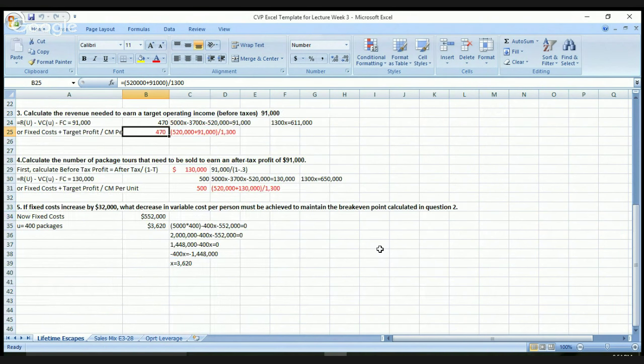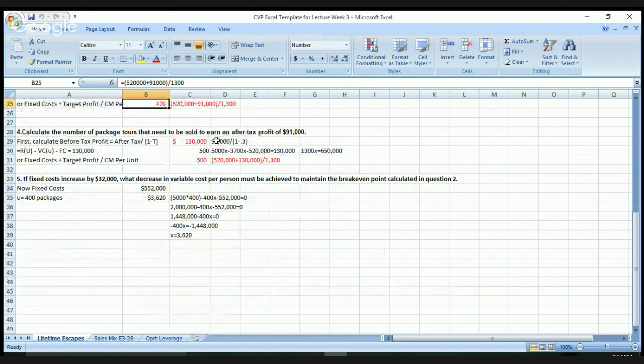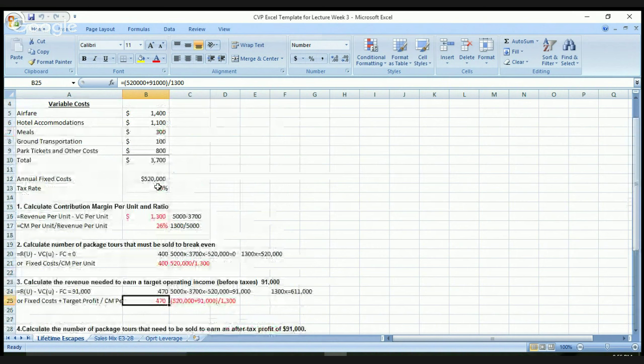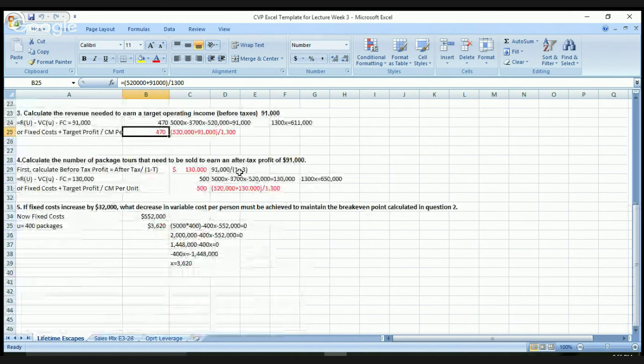Now, to calculate the number of package tours that need to be sold to earn after-tax profit of 91,000. So the first thing I have to do is calculate the before-tax profit. And how do I do that? I take the profit that I want to earn after tax, which is 91,000, and divide it by 1 minus the tax rate. Now, if you go back up to the top, it says the tax rate is 30%, so if I take 1 minus the tax rate, that gives me 0.7. So when I divide 91,000 by 0.7, I get 130,000. So that needs to be my operating income.